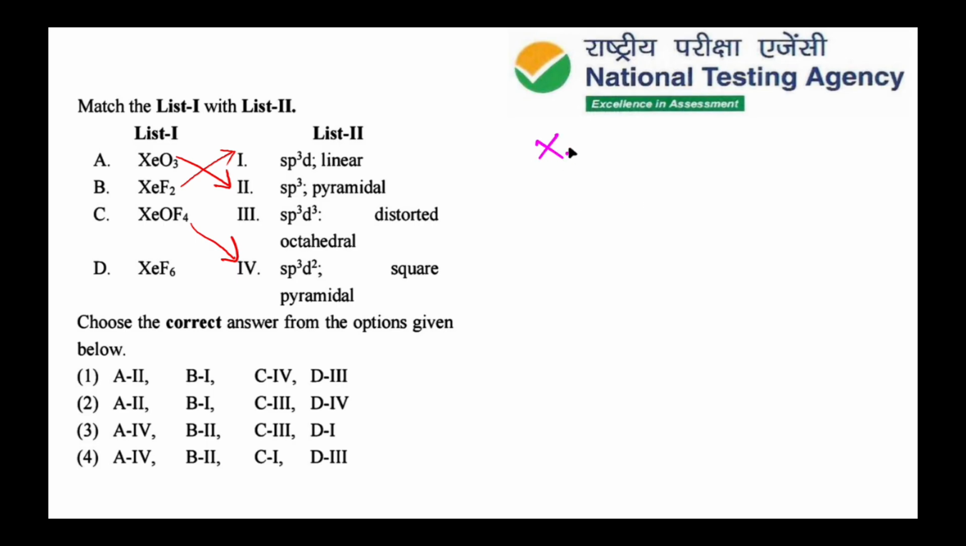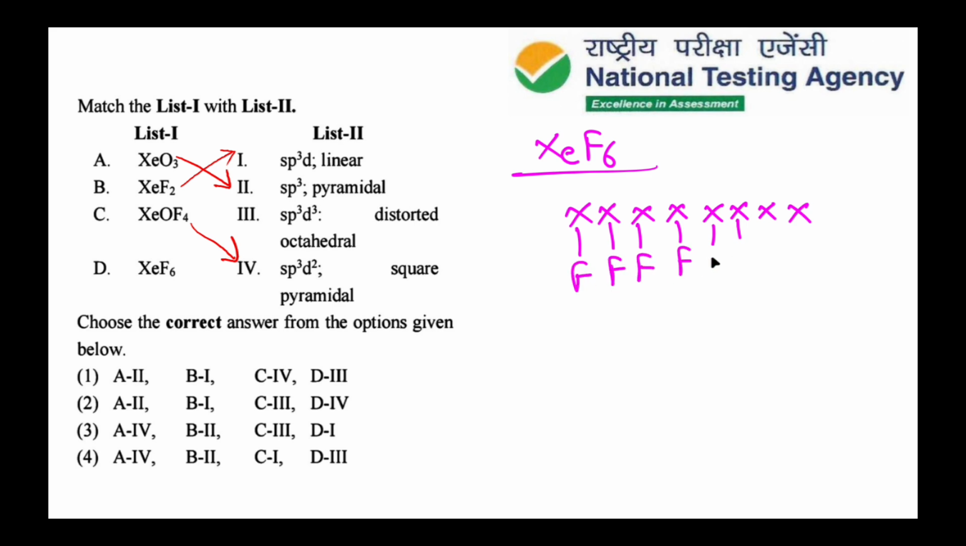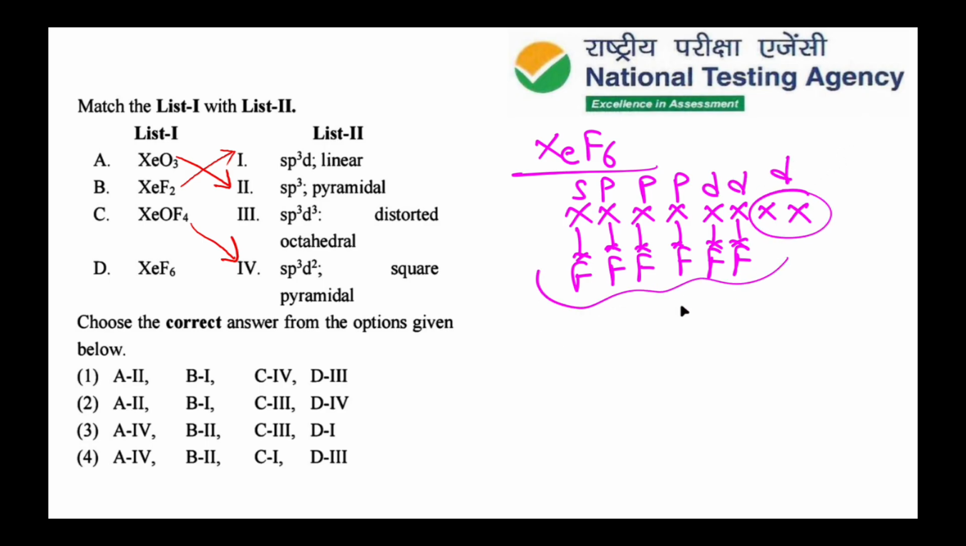The next molecule is XeF6. Same as before, xenon has 8 valence electrons. It is bonded with 6 fluorine atoms, and each fluorine contributes 1 electron for bond formation. So in total how many orbitals? S, P, D, D. These 2 lone pair electrons belong to 1 orbital, that is D. So total is sp3d3, 1 lone pair.